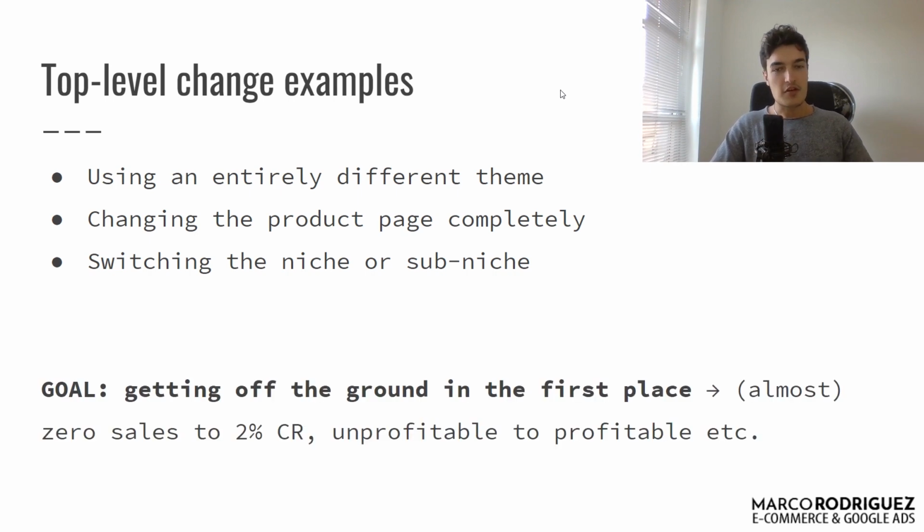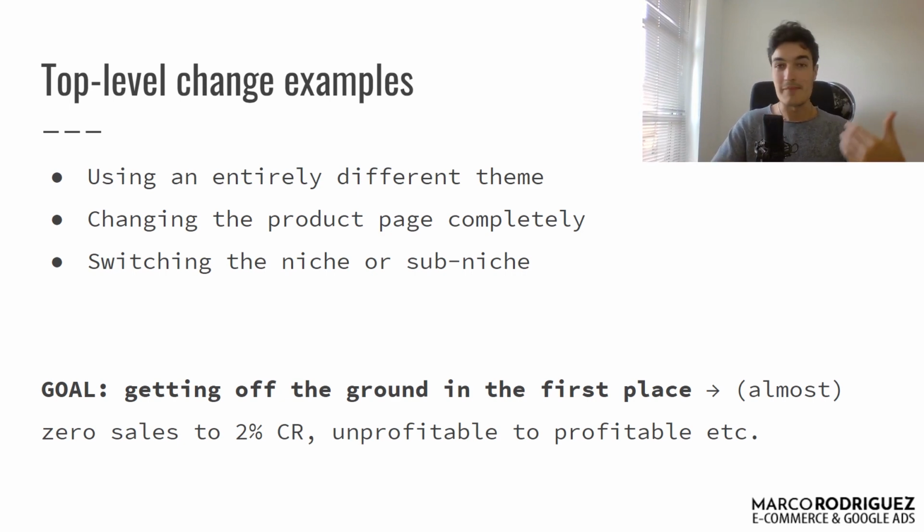So the goal here is getting off the ground in the first place. For example, if you have almost zero sales, getting a healthy 2% conversion rate, or getting from unprofitable to profitable, or you just started and you want to make sure that what you've done so far didn't have an impact, and now you want to make a drastic change to see if this new change may actually do it for you. The goal is getting off the ground and really making a drastic change.